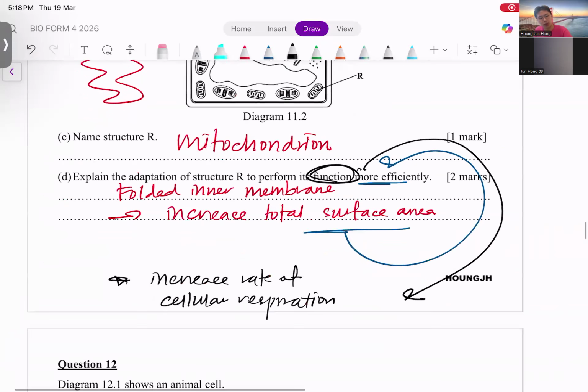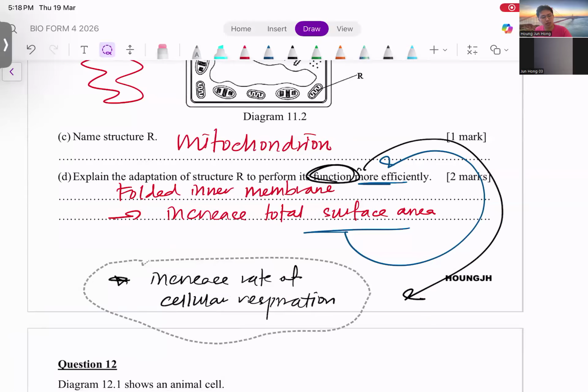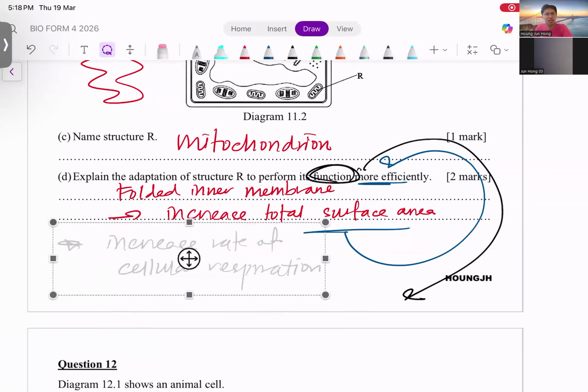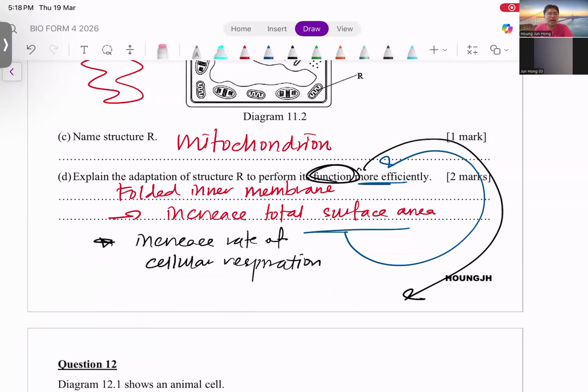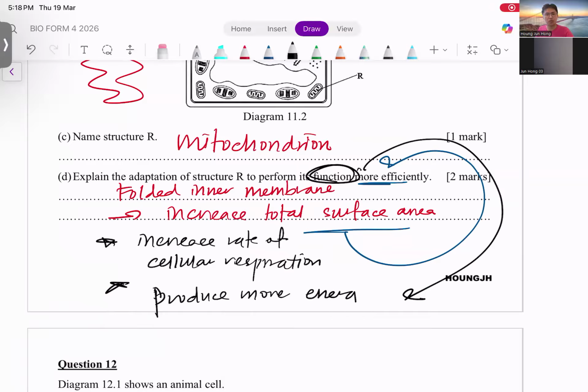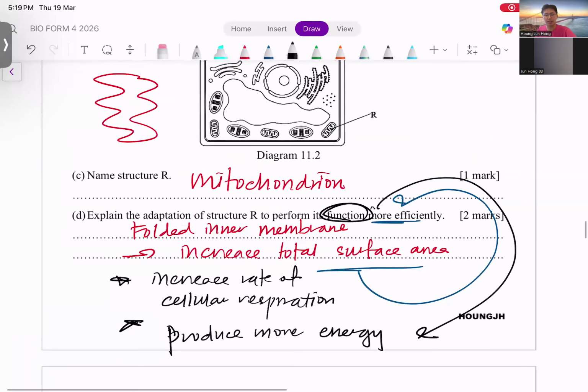And again, you can just put whatever function down here, and then you just have to say increase, improve, whatever lah. Okay, things like that. Just basically put the function with a word increase. Produce more energy. For example, you know the function is supposed to be produce energy. So in this case, if you have a better structure, if you have an adaptation, it is supposed to produce more energy. Okay, that's it. That's it for question 11. Thank you.